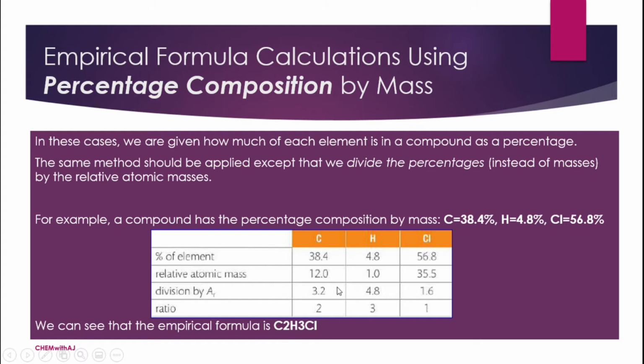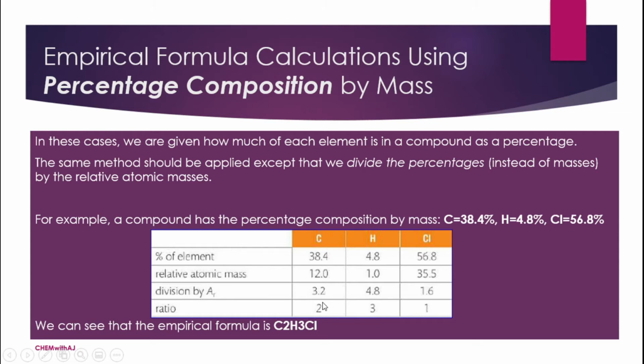For carbon 3.2, hydrogen 4.8, chlorine 1.6. Then we identify the smallest number out of these three, 3.2, 4.8 or 1.6. We can clearly see 1.6 is the smallest number. So we divide all the other ones by 1.6. 3.2 divided by 1.6 gives us 2. 4.8 divided by 1.6 gives us 3. Then we divide 1.6 by 1.6, we get 1. So this is our ratio, 2:3:1.